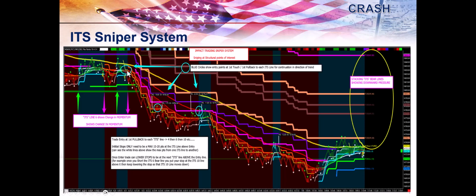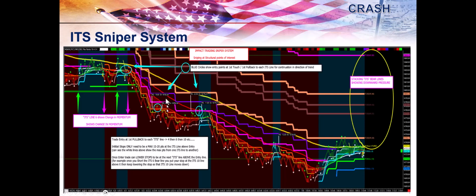I'm looking for a pullback into the first touch of the yellow line for a move down. Then I'm going to be following the lines down, and I'm going to be looking for a first touch of the 6 line to enter into the trade in the continuation of the downtrend. And then again, I'm going to be looking for a pullback to the next line in sequence, which is the ITS pink bear 10 line, and then I'll be carrying that in a continuation of the trend. So again, trade entry at the first pullback to each ITS line: 4, then 6, then 10.